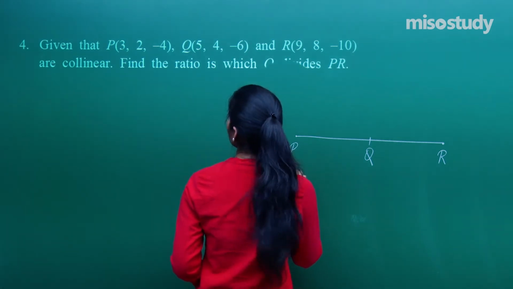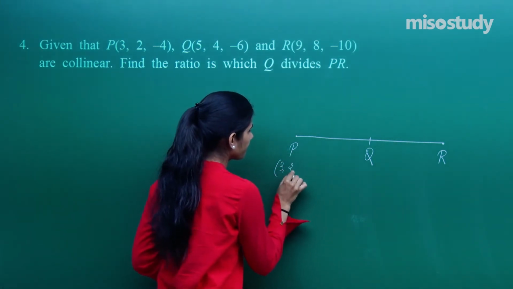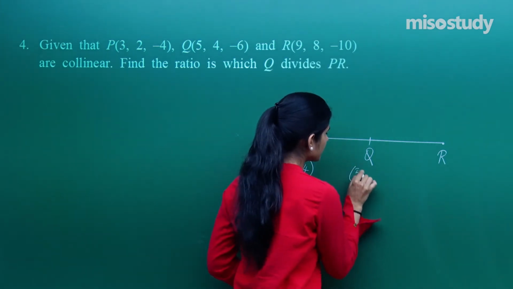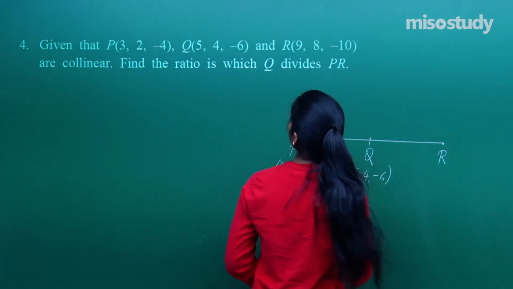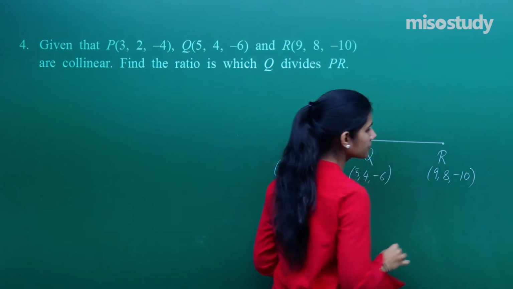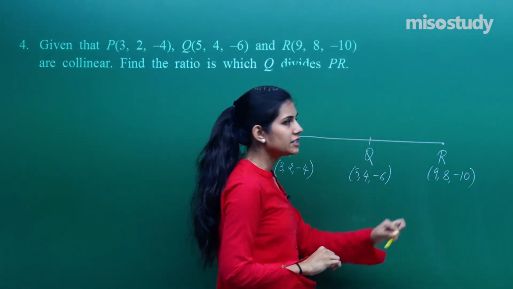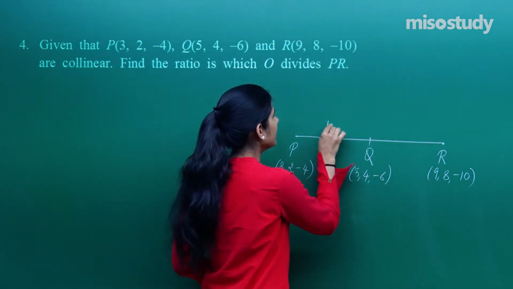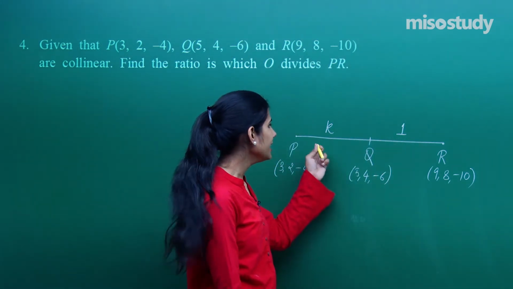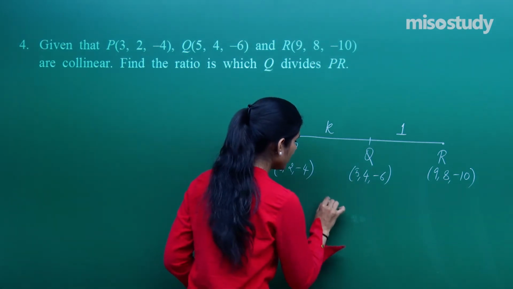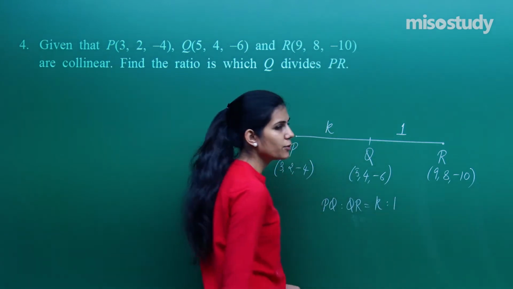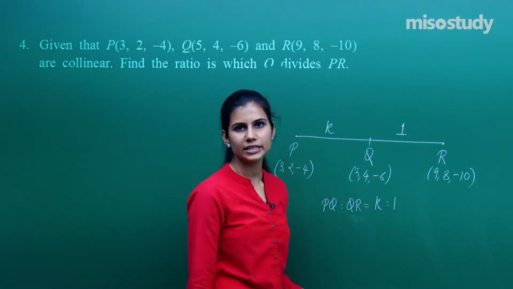P is given to me as 3, 2, minus 4. Q is given as 5, 4, minus 6. R is 9, 8, minus 10. In what ratio Q is dividing PR? Suppose the ratio is K is to 1. Whenever you are unaware about the ratio, you always assume it to be K is to 1. So I am assuming PQ is to QR is K is to 1. Suppose the ratio in which Q divides PR is K is to 1.